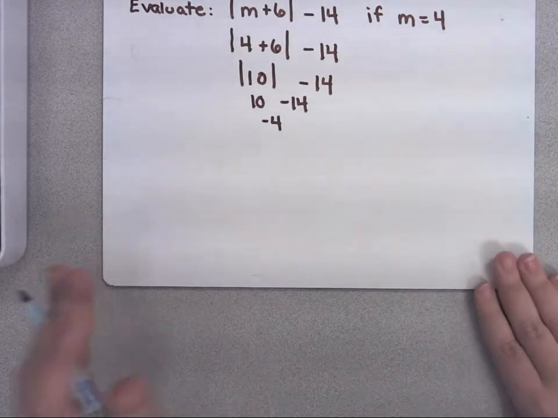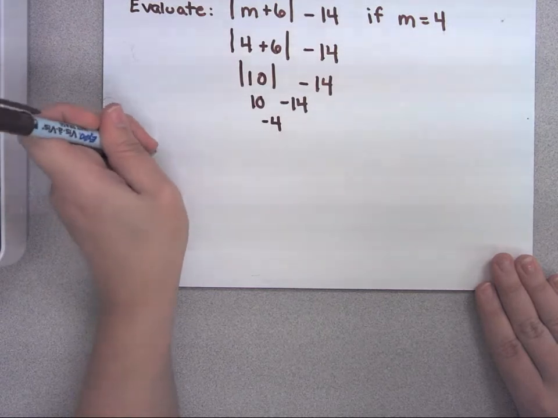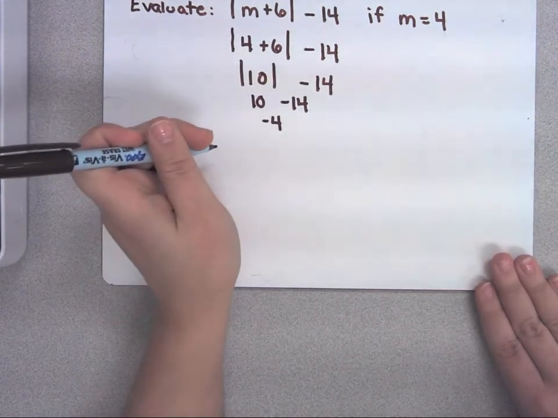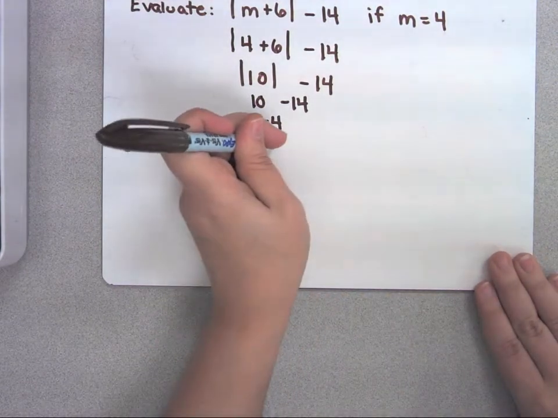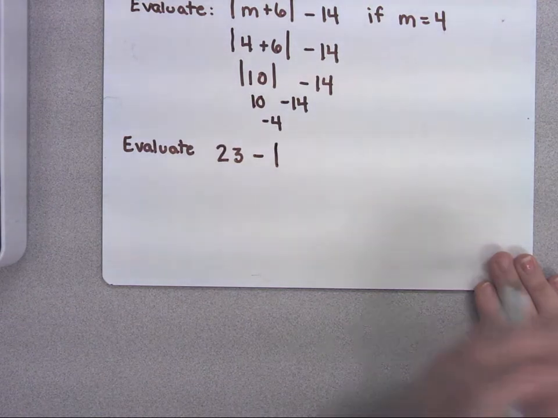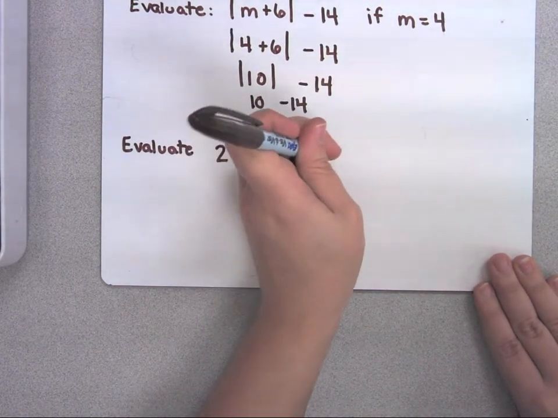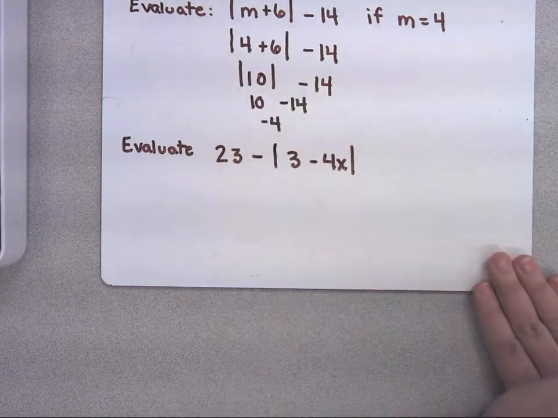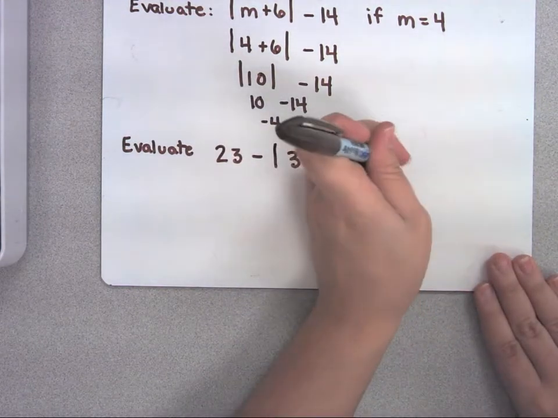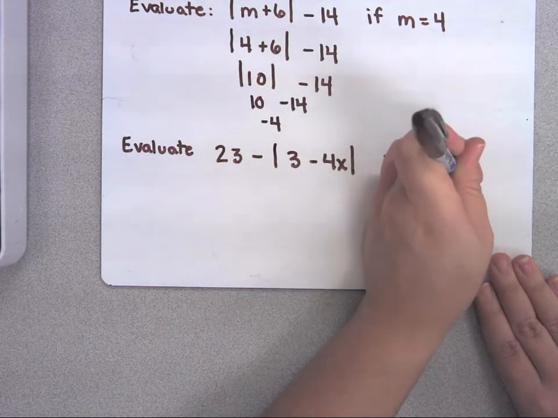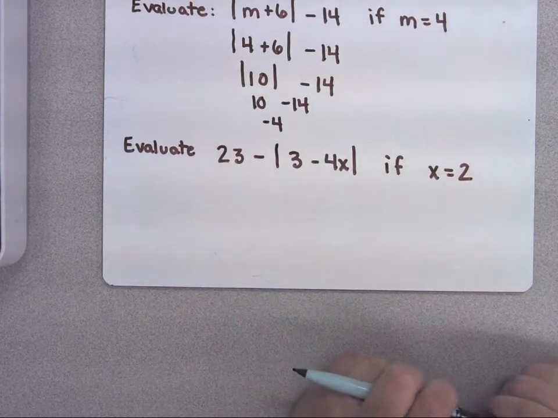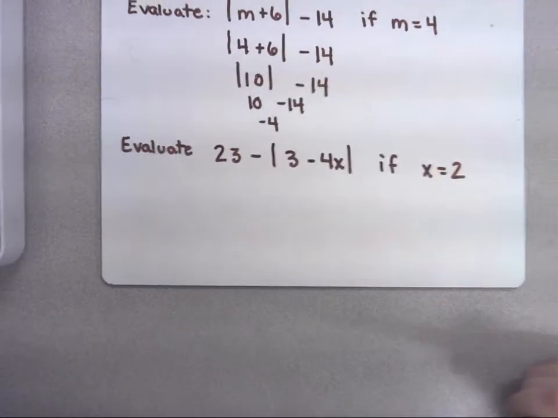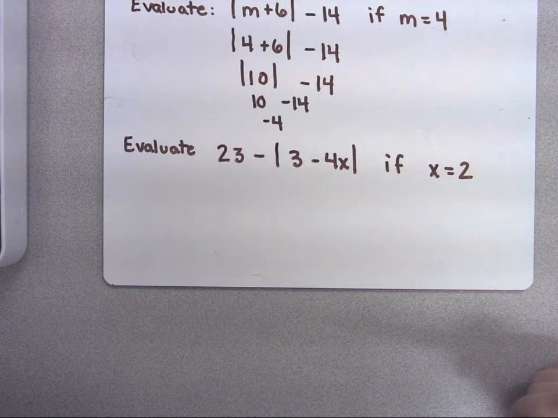Okay, this is exactly how it's written. It still says evaluate. Now it says 23 minus. Then it gives you the absolute value of 3 subtract 4x, close the absolute value. And it says if x equals 2. You want to do this one without me? Think you can do it? Okay. I'll take her a little, ooh, I kicked it. Do a little freeze. See if you get the same answer as me.